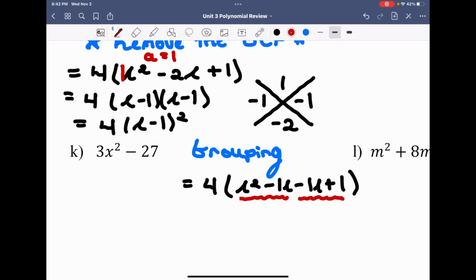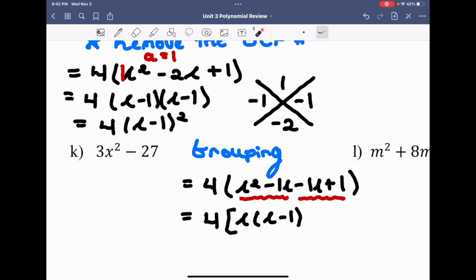I group my last two terms. And then from here, this is equal to 4. What is the common thing I can remove from both L squared and L? I can remove out L. So I'm going to bring L out front, leaving me with L minus 1.